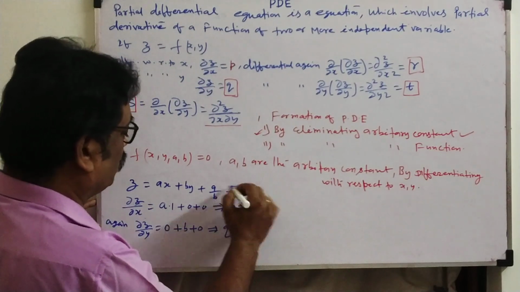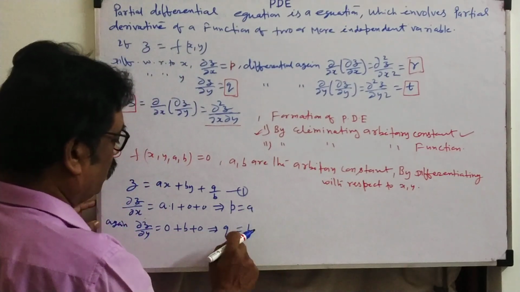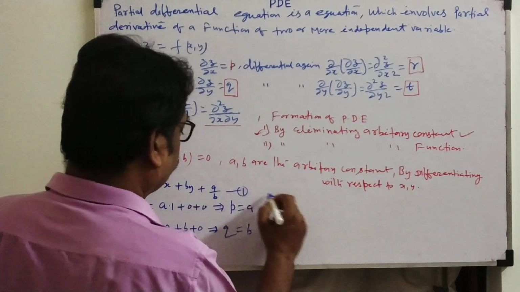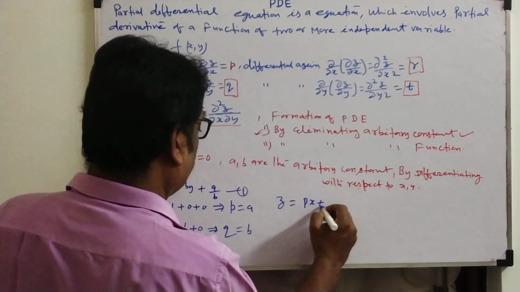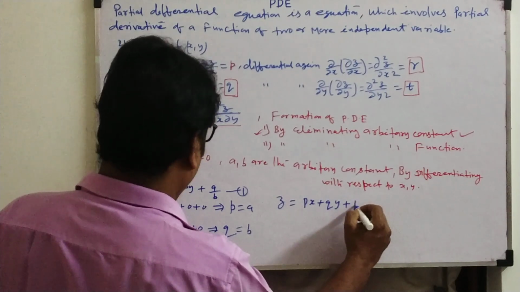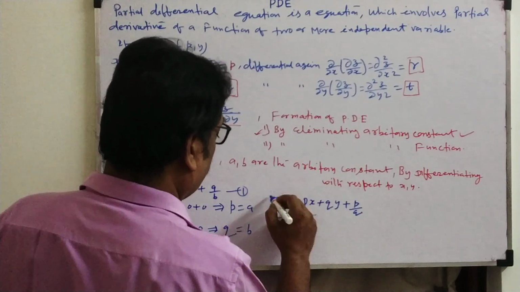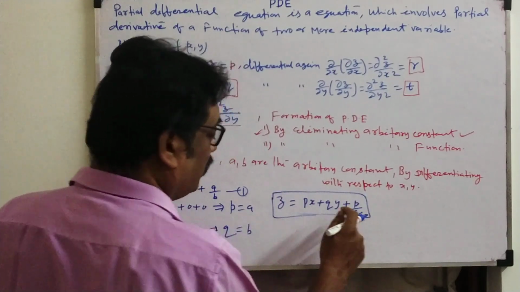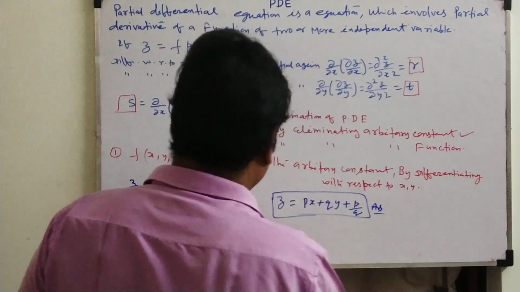Take this as equation 1, and substitute p and q in equation 1. So what will come? z is equal to px plus qy plus pq. This is the answer. So we formed the partial differential equation by eliminating the arbitrary constants.